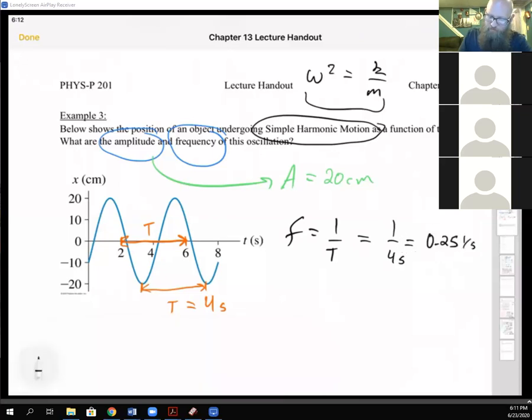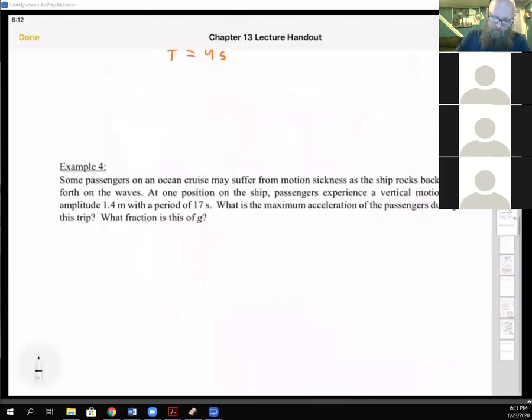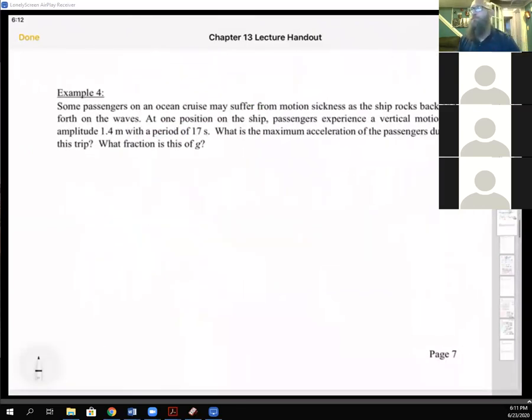So 0.25 inverse seconds, which is 0.25 hertz, right? Okay, questions about this problem? Fantastic. Moving forward, I like this example.